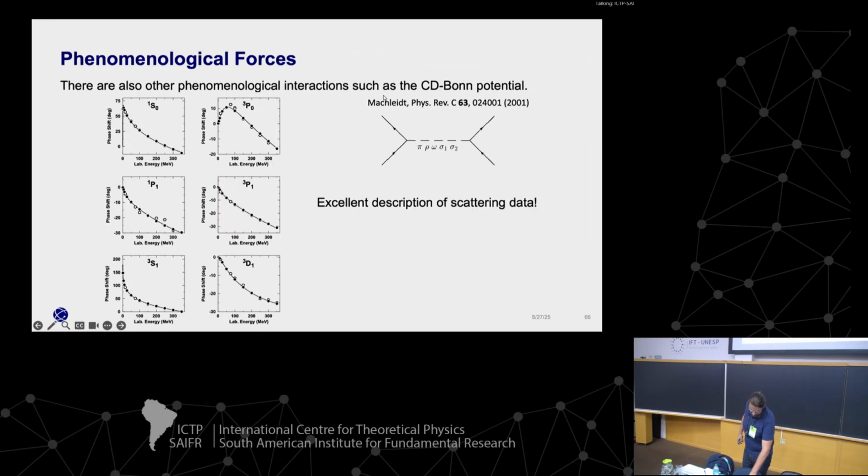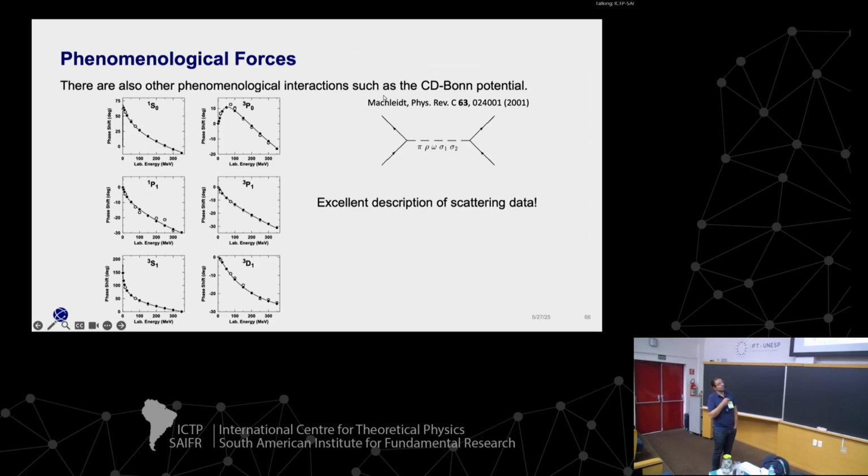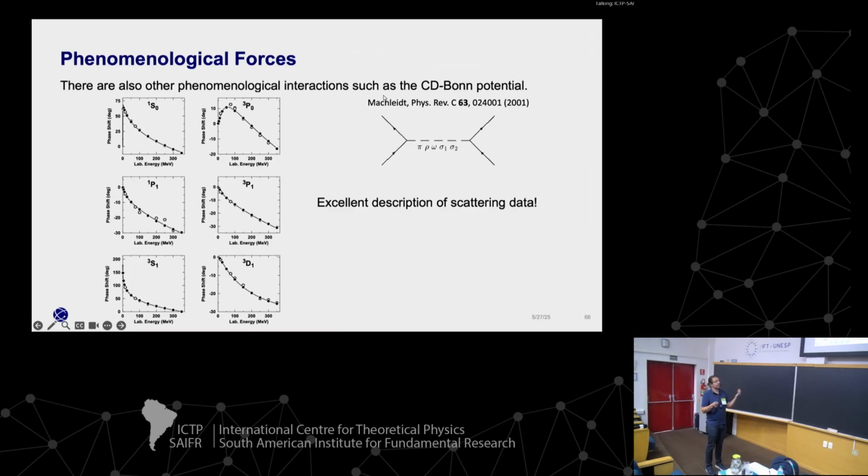Okay, and then I just wanted to say there's also another phenomenological interaction that was quite successful, which is called the CD-Bonn potential. It was developed by Ruprecht Machleidt. And so basically it models the interaction in terms of different meson exchanges. So the pion exchange we saw already, but you could have other mesons that get exchanged. You put this all together, you fit this to data, and you also get an excellent description of scattering data, like in all of these partial waves. The line is on top of the points, which means the potential describes the data.